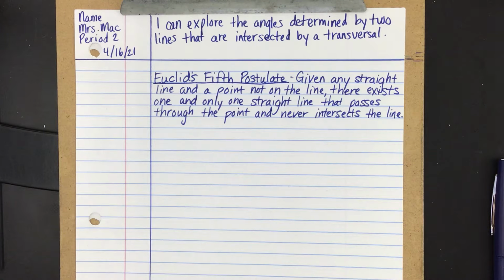Okay, so once you have that definition down, I want you to try to sketch out what it says. You may want to use a pencil just in case you want to erase it. But the postulate says, given any straight line, so you're going to want to draw a straight line. And a point not on the line. So you're going to want to put a point that is not on that line. And then it says there exists one and only straight line that passes through that point and never intersects that first line.